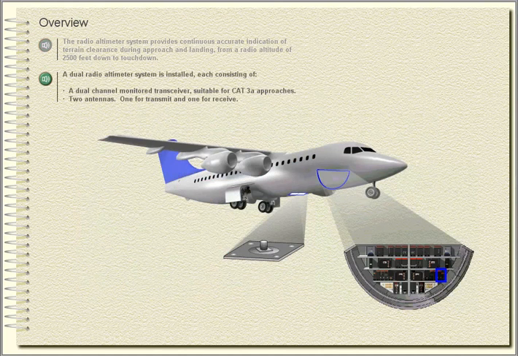Overview. The radio altimeter system provides continuous accurate indication of terrain clearance during approach and landing from a radio altitude of 2,500 feet down to touchdown. A dual radio altimeter system is installed, each consisting of a dual-channel monitored transceiver suitable for Cat 3A approaches, 2 antennas, one for transmit and one for receive.